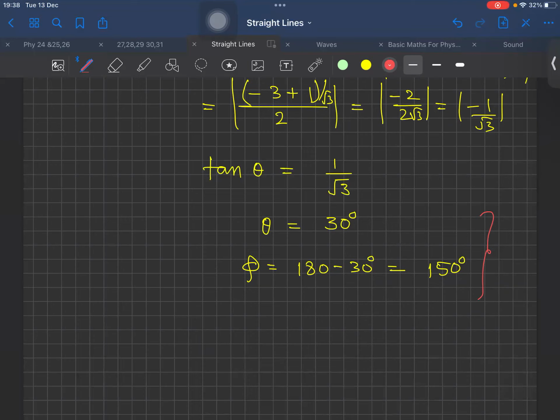Last problem. See, in a triangle ABC, the vertices A, B, C are here. Find the equation and length of altitude from the vertex A. Okay, it's very easy problem.